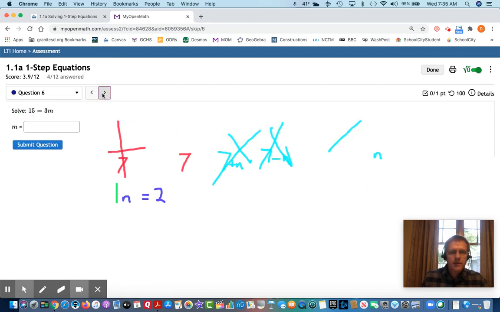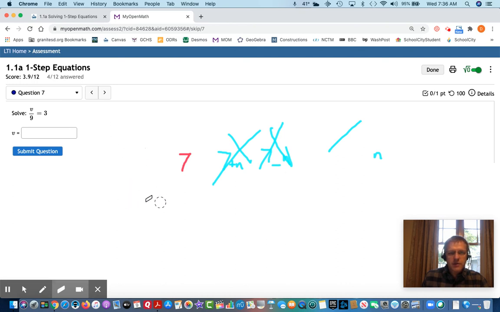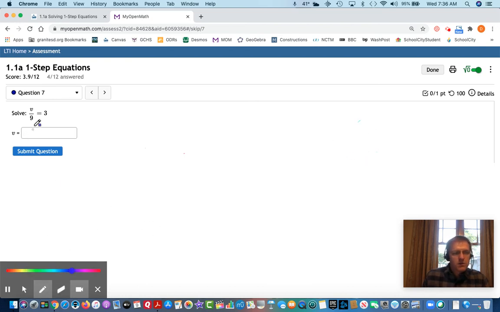All right. Let's try this one. This one says, my secret number, if you divide it into 9 piles, will give you 3 in each pile. I think I said that wrong. So that's a little confusing, so let's write this out. v over 9 is equal to 3.